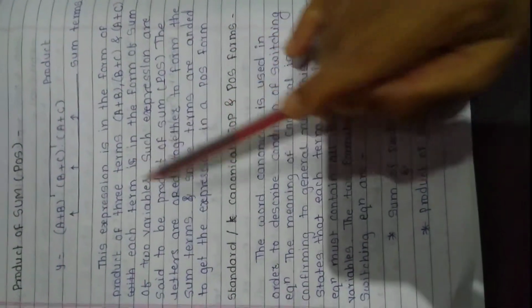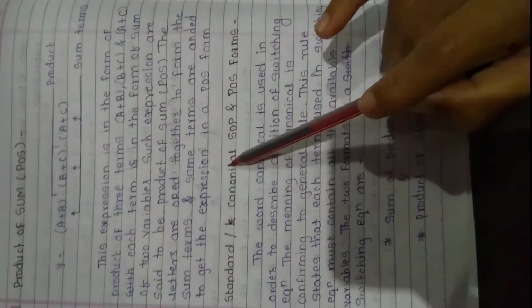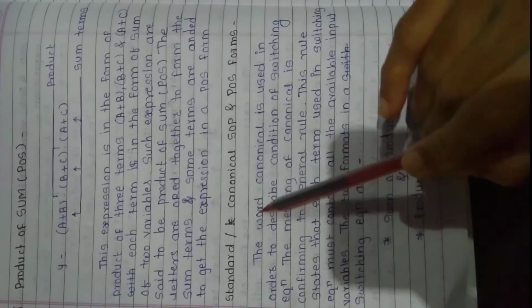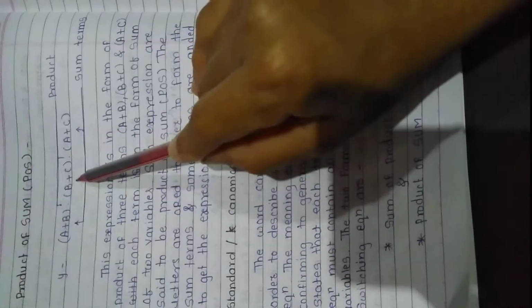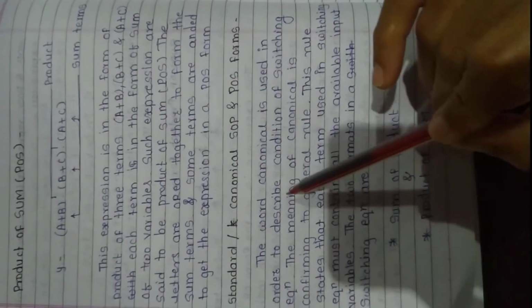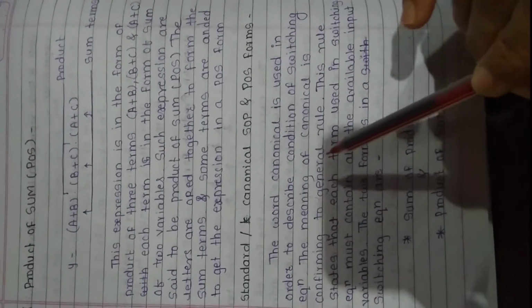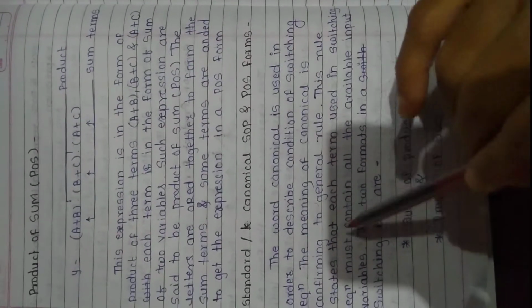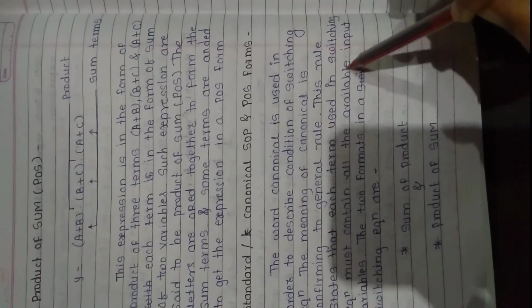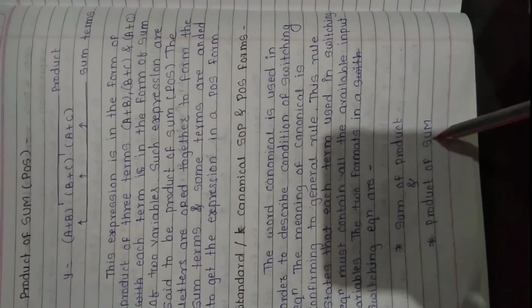And that expression we convert into standard canonical form, SOP or POS. The word canonical is used to describe the condition of a switching equation, that is, a Boolean expression. The meaning of canonical is conforming to the general rule. This rule states that each term used in a switching equation must contain all the available input variables. So there are two formats of switching equations, sum of product and product of sum.